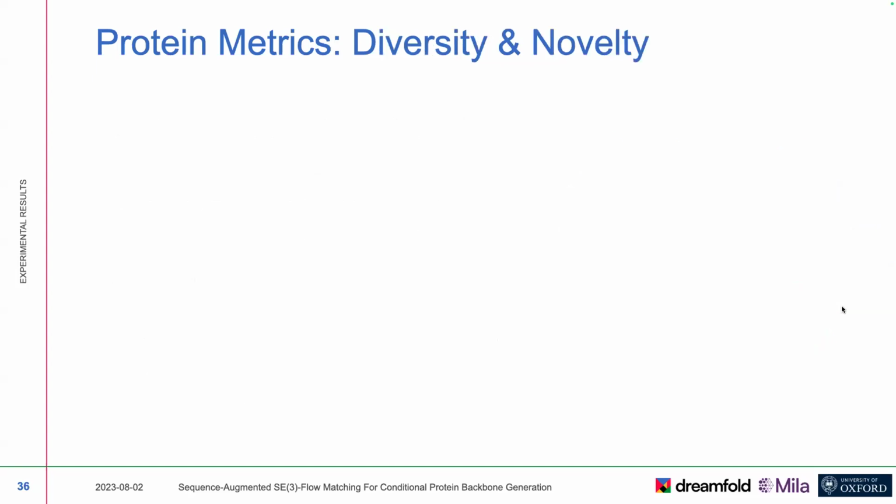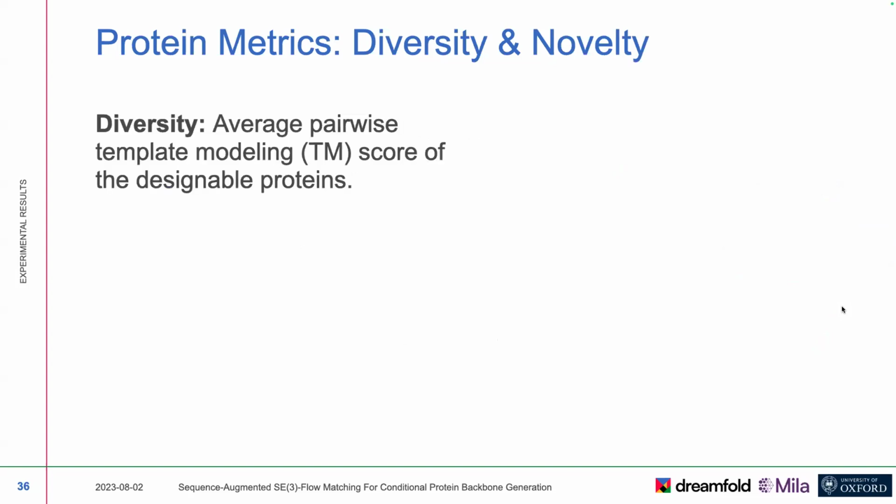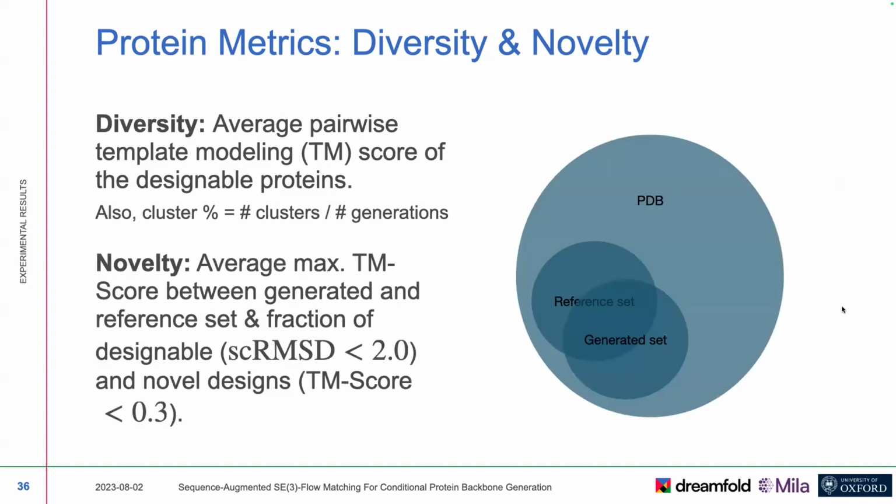We don't only care about designability, but we want to make sure we design proteins that are more diverse and novel as well. So for diversity, we compute the TM score, a template modeling score, between our generated set and our reference set in the PDB dataset. We also compute the number of clusters proportional to the number of generations. So how many clusters did we actually generate? We want to make sure that our generated set is farther away than a reference set in the PDB dataset. For novelty, we use the average max TM score between the generated and reference set for the proteins that are designable and novel.